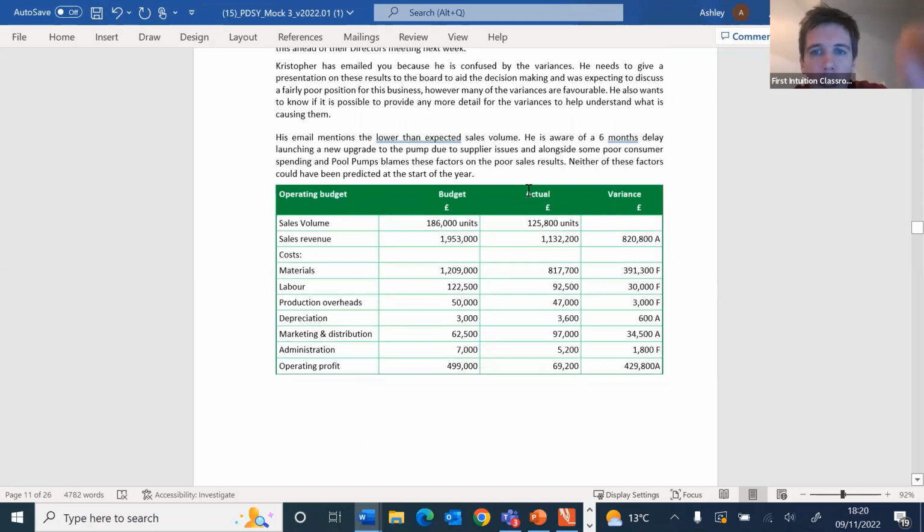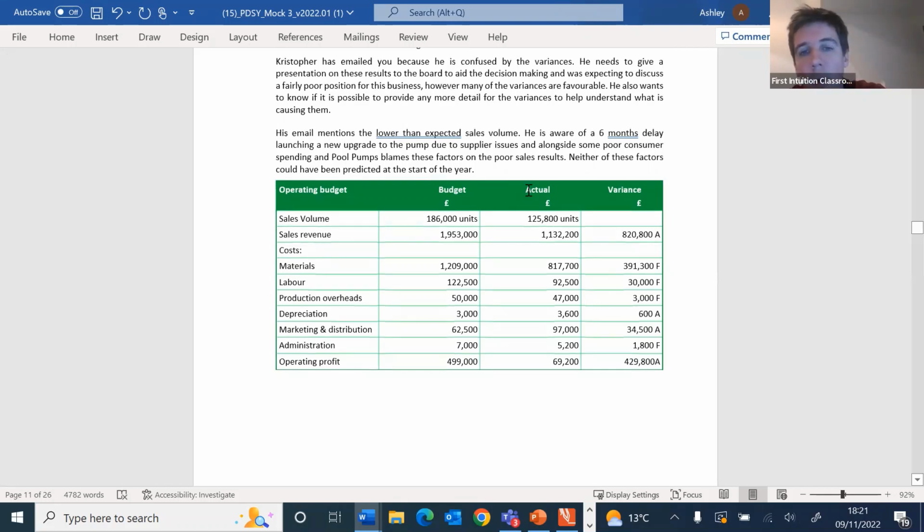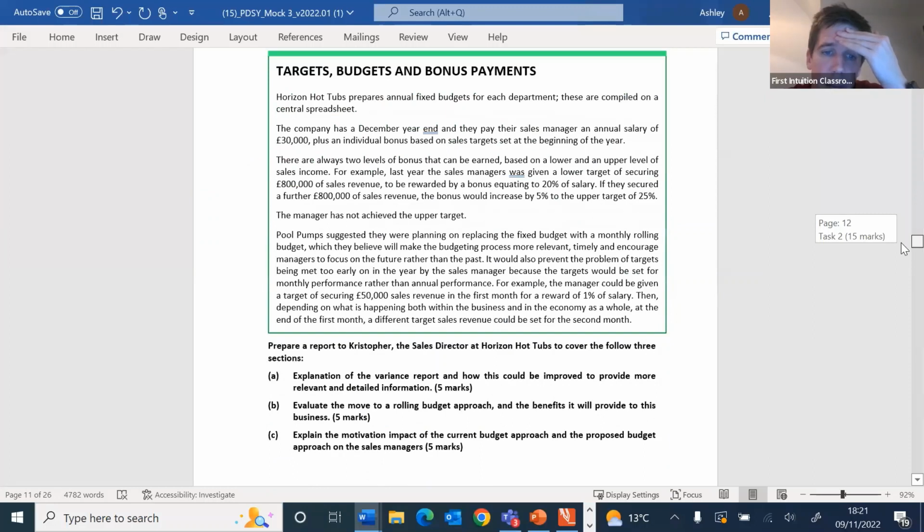And then there's some poor consumer spending as well. So the pool pumps blames poor sales upon those two factors. Neither of these would be predicted at the beginning of the year, so they're not taken into account with this budget. So you're given that, and to be honest with you, you would be able, I suppose, from there to answer A and B, but I'll just go through this all before I start to produce an answer.